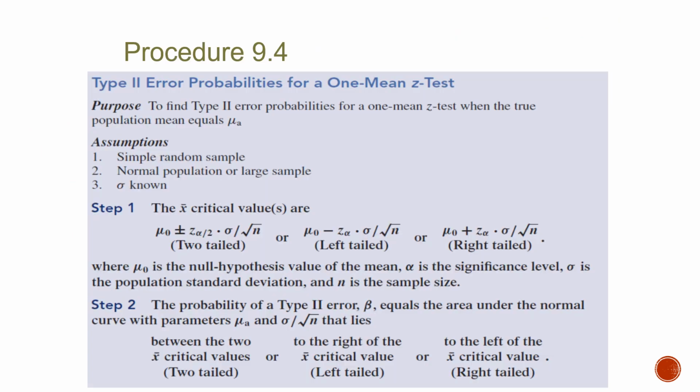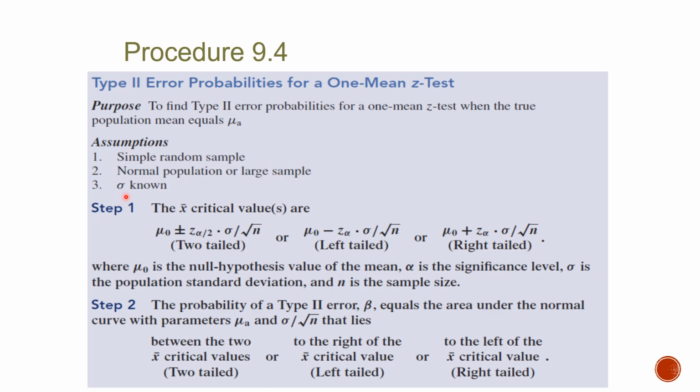Now here we are summarizing the steps we follow in order to find the type 2 error probabilities. Purpose: to find type 2 error probabilities for a one mean Z test when the true population mean equals an alternate mean. Here are some assumptions. Number one, it has to be a simple random sample. Number two, it has to be a normal population or a large sample, because if it's a large sample, then it automatically becomes a normal population. It is assumed to be a normal population if the sample size is large.